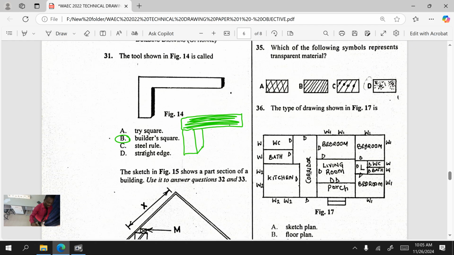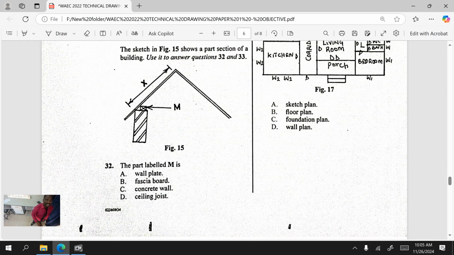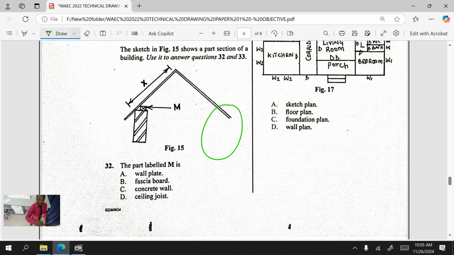Let's go to question 32. The sketch in figure 15 shows a part section. Do you remember sectioning? Good. This is a part section because they didn't show us the other part of this drawing, of a building. Use it to answer question 32. Good. And 33. The part labeled M, this component drawn on top of the wall, is called the wall plate.